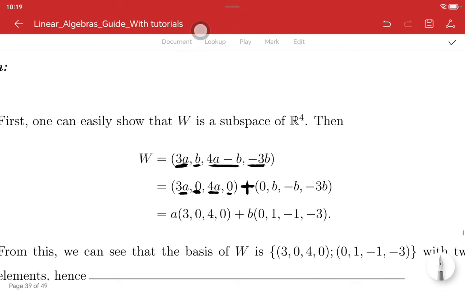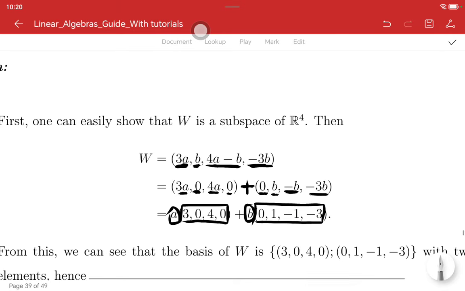And then the last one will be represented by B. The first one does not have a B, so we put 0. The second one has B, so we put B. The third one has minus B, and then the fourth one has minus 3B. We put minus 3B here. Then we factor out our variables. Whatever we get there will be our basis.